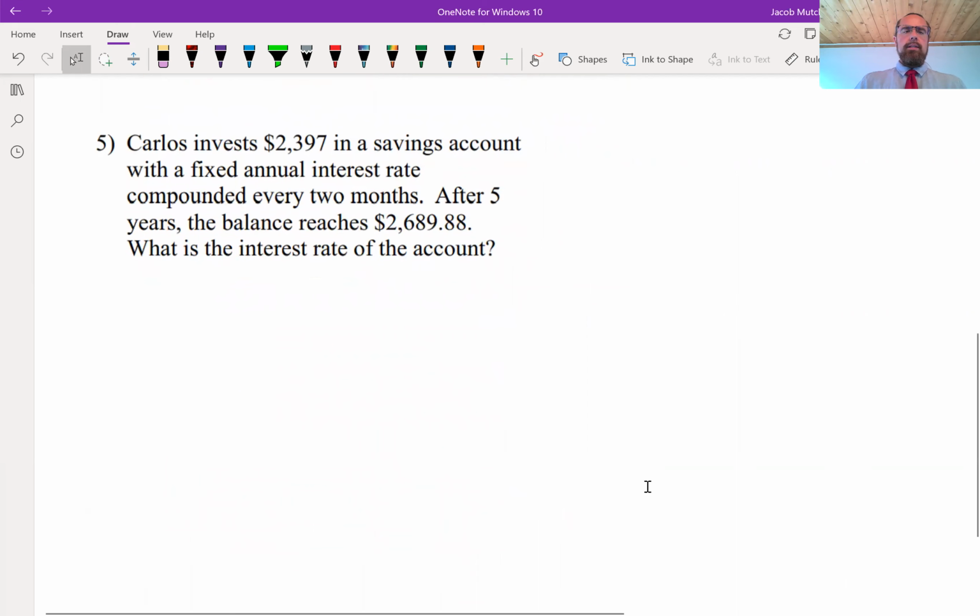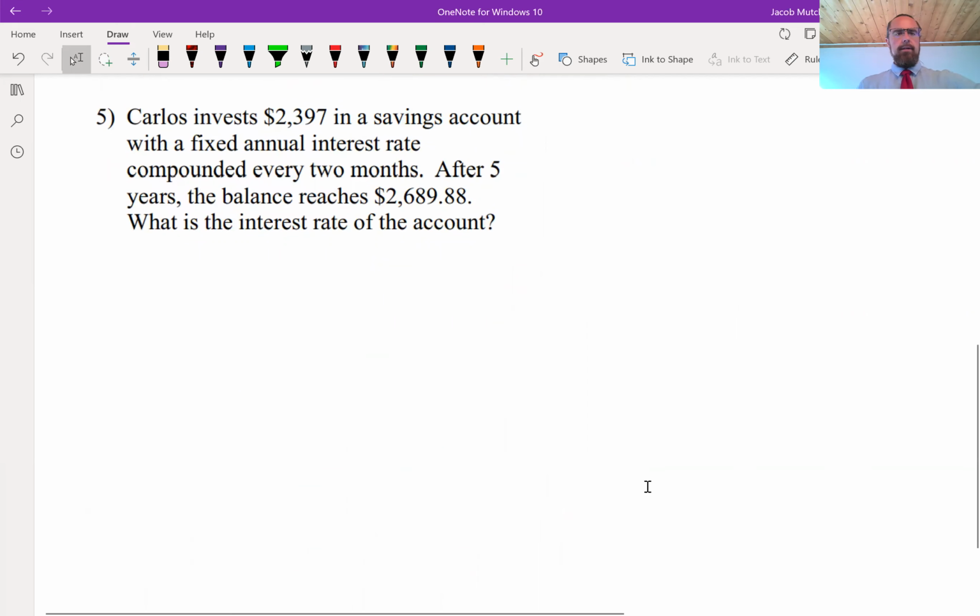So in this example, we are thinking about Carlos investing $2,397 in a savings account with a fixed annual interest rate compounded every 2 months. Notice we aren't told the interest rate. After 5 years, the balance reaches $2,689.88. We're interested in what's the interest rate of the account.